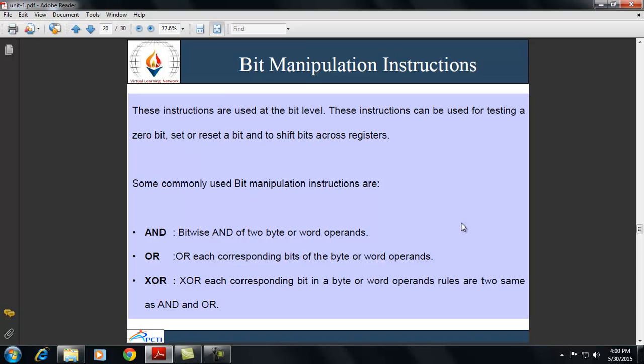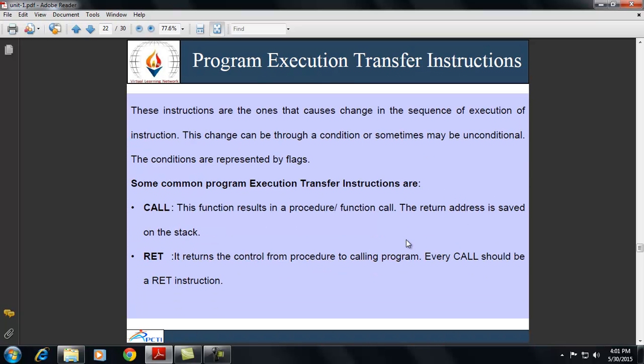Next is bit manipulation instructions. These instructions are used at bit level, and they can be used for testing a bit, setting or resetting a bit, and shifting bits across the registers. Some commonly used bit manipulation instructions are AND, OR, NOT, XOR, shift left, shift right, rotate left, rotate right, etc.